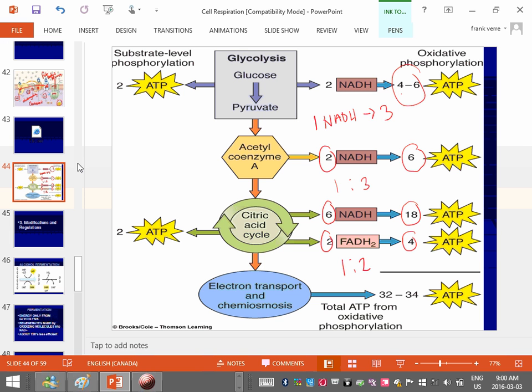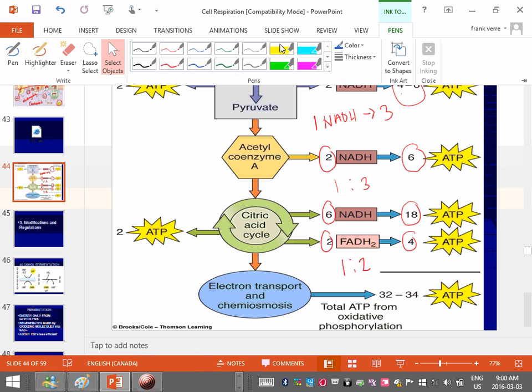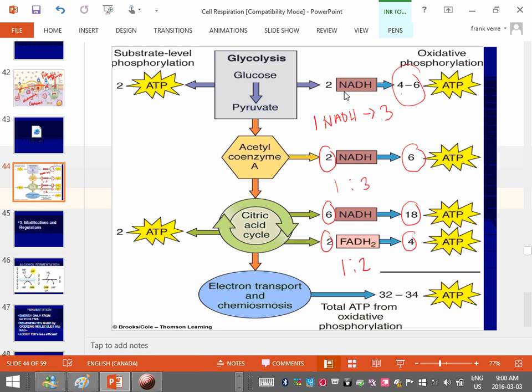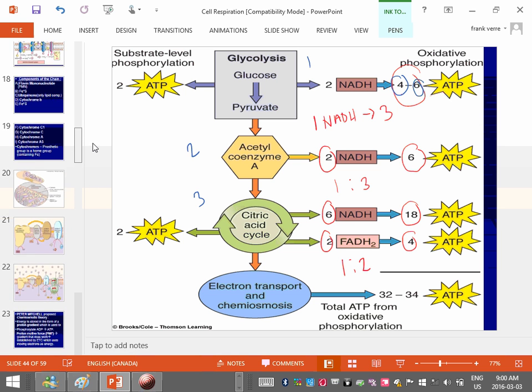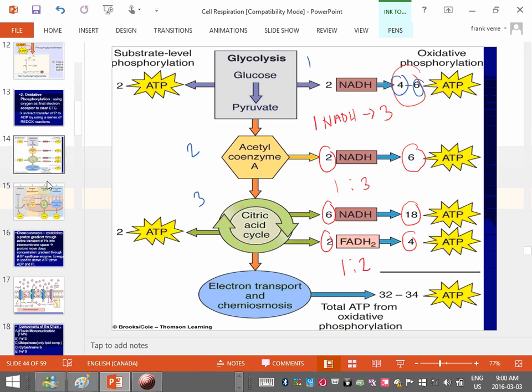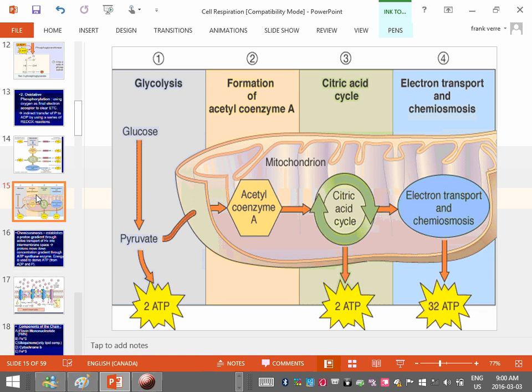Now, there's a discrepancy here. You'll notice that NADH can be 4 or 6 in glycolysis. In stage 2 or stage 3, it's 1 to 3. But why is it in stage 1, it's 1 to 2 or 1 to 3? Like, why is there a difference? And that actually has to do with whether or not you're bacteria or a eukaryotic cell. And I'll explain that. So, does anyone know where the mitochondria originated from?